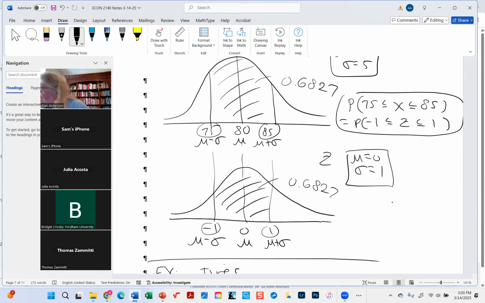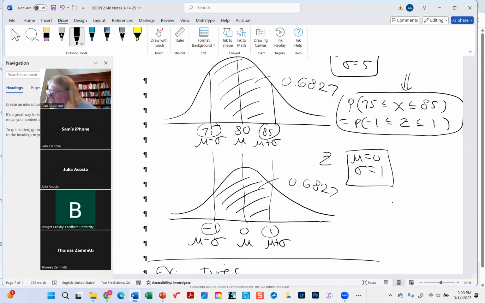So the summary is over here. These two probabilities are the same thing, right? So in other words, it's kind of like switching back and forth between Celsius and Fahrenheit. All you're doing is changing the units, right? The probabilities aren't changing. The curve is the same in both cases. What's different is the units.